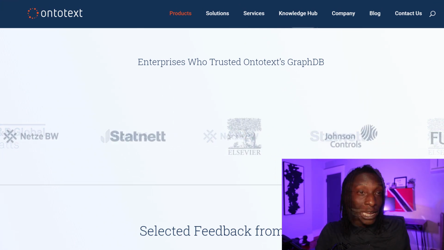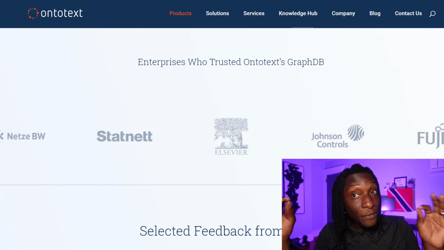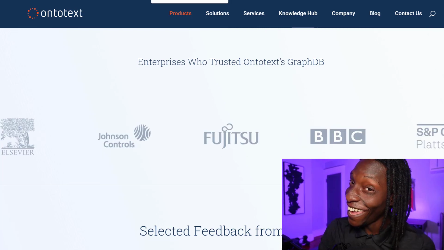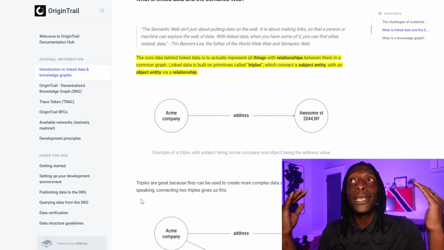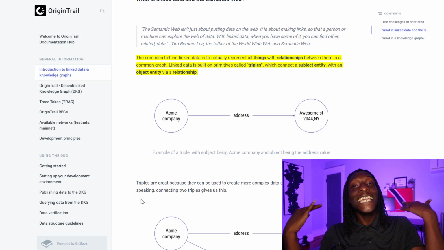Stardog is not the only one. Ontotext is doing some pretty great things, and they are also working with some big entities like Fujitsu and BBC. Now, data virtualization is a very important tool because it allows you to connect all these different databases with a layer of metadata on top that allows you to then build these crazy semantic queries in SPARQL, which allows you to do some even crazier things and build even crazier tools.